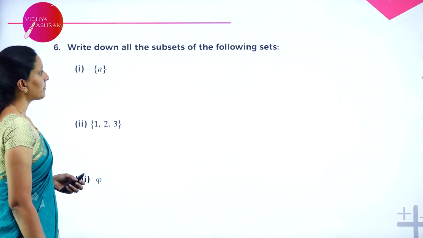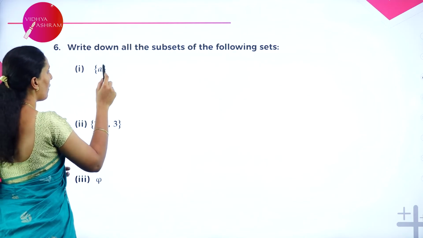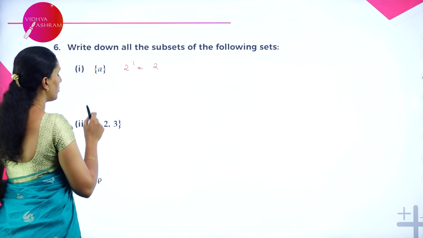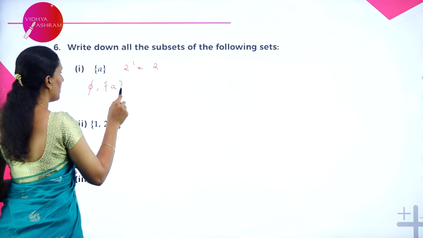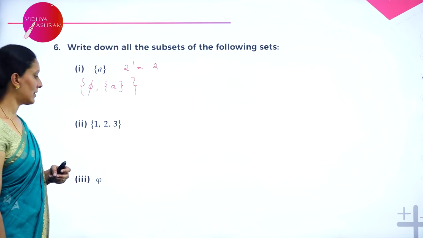Write down all the subsets of the following cases. What are the subsets here? We have only one element. So total 2 power 1, which is 2 elements, should be formed. One is empty, another one is the set itself, because every set is a subset of itself.